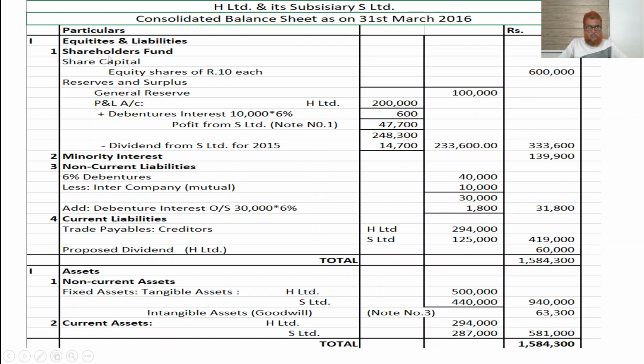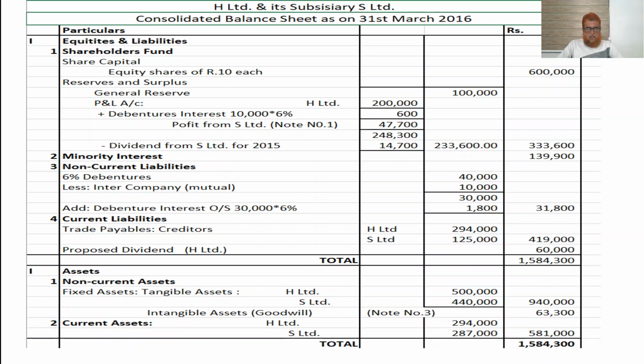Just check the balance sheet given in the problem. Shareholders fund, share capital. We write only holding company's share capital. Equity shares of rupees 10 is 6 lakh as given in the balance sheet. Same amount, only holding company, that is H Limited's share. Then reserves and surplus, that is general reserve of H Limited 1 lakh. Then profit and loss account of H Limited 2 lakh. To that, debenture interest 600 should be added. As I told already, debenture interest 10,000 into 6%. So that is in mutual intercompany owings, 10,000 into 6%.